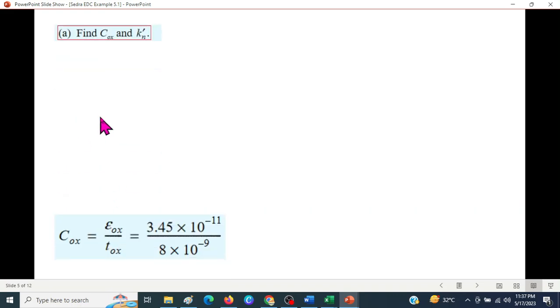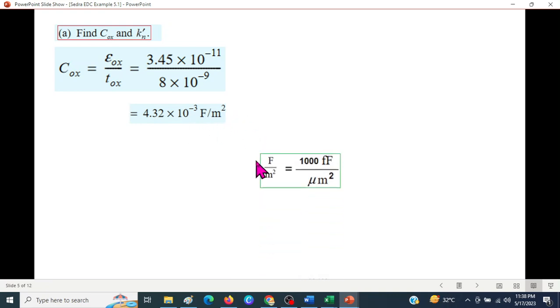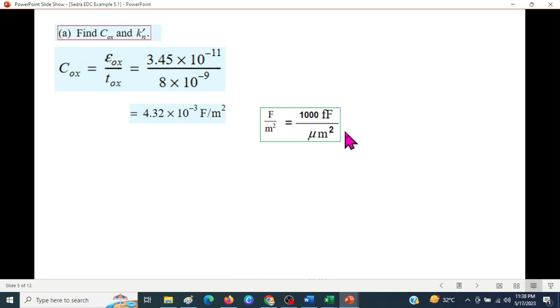Okay, so coming to the question, we had already discussed that COX is EOX over TOX. EOX is 3.45 into 10 raised to the power minus 11, and TOX is given in the question, that is the thickness is 8 into 10 raised to the power minus 9. Solving this, we get 4.32 into 10 raised to the power minus 3 farad per meter square. And as we discussed that we have to convert into micrometer, so we'll use this formula now to convert into micrometer square.